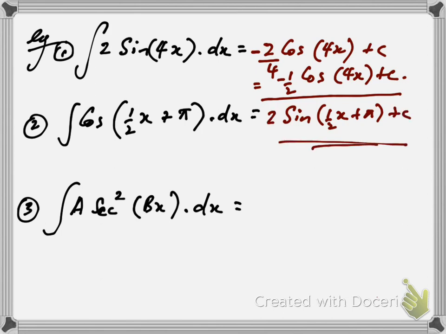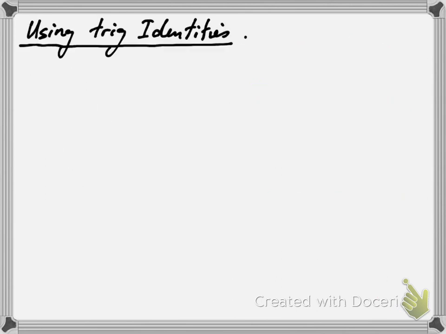The last one is a sec squared bx dx. If you differentiate tan you get sec squared x, therefore if you integrate sec squared you get tan. So you leave the a there, you get tan bx plus c, you differentiate bx and put it as the adjustment below, and you get a over b. That's how you integrate basic trigonometric functions.